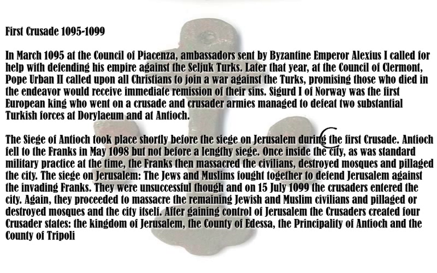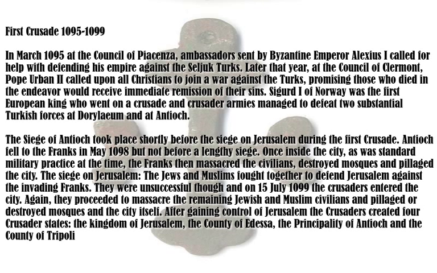Once inside the city, as was standard military practice of the time, the Franks massacred the civilians, destroyed mosques, and pillaged the city. In the siege of Jerusalem, the Jews and Muslims fought together to defend Jerusalem against the invading Franks. They were unsuccessful, though, and on July 15th, 1099, the Crusaders entered the city. Again, they proceeded to massacre the remaining Jews and Muslim civilians and pillaged and destroyed mosques and the city itself.